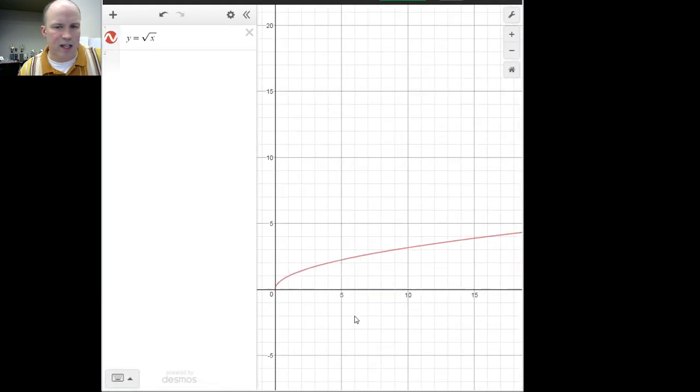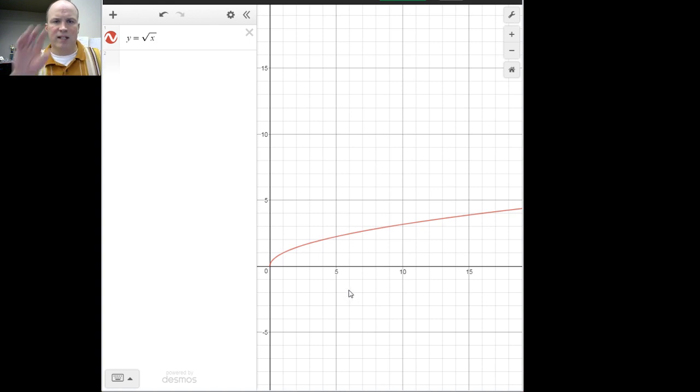Square root of x is a lot like x squared, except the x and y points are switched. They're actually inverses of each other. So instead of passing through the point 4, 2, x squared passes through 2, 4, so square root of x passes through 4, 2, as you can see right here. And x squared passes through 3, 9, so square root of x passes through 9, 3.